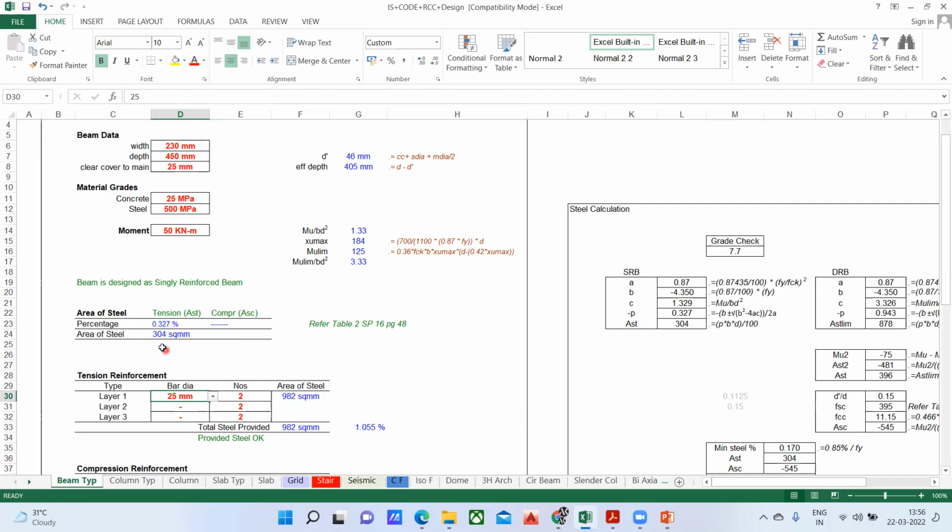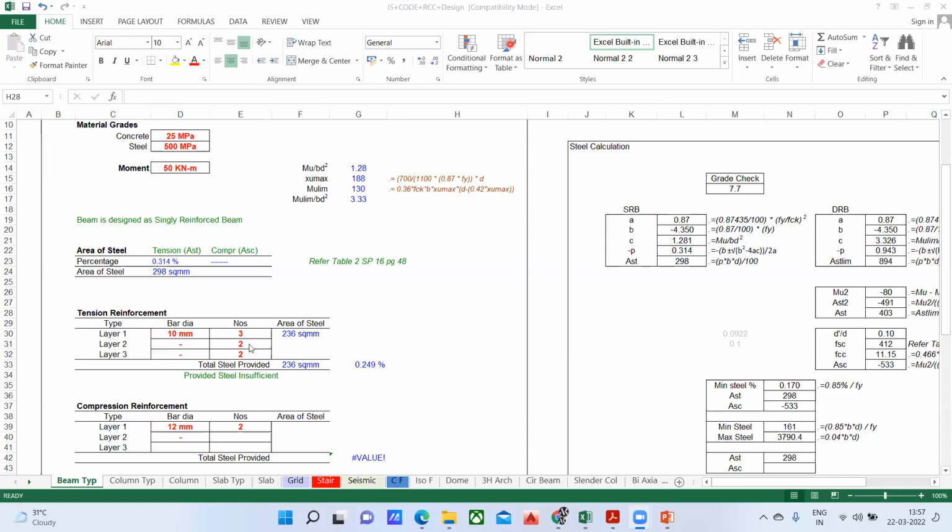But my requirement is only 304, isn't it? So what I'm going to do, I'll reduce the diameter of a bar. Instead of 25 diameter of bar, I'll go with a 10 diameter bar. So if I go to the 10 diameter bar, yeah, so my steel requirement is 298 mm square.